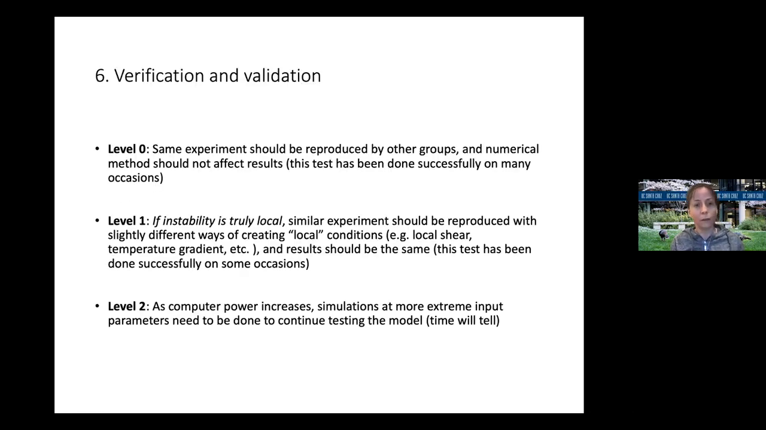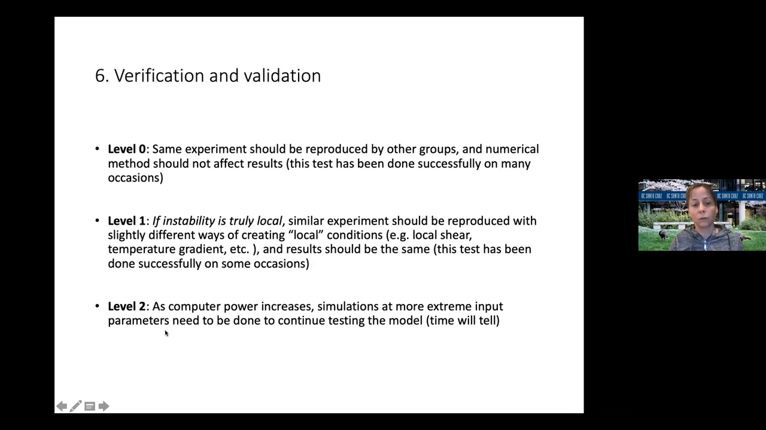So for the verification and validation, I classified into 3 levels. Level 0 is what I just said, right? The same experiments reproduced by other groups should give exactly the same result. If the instability is truly local, a level 1 test is that if you do a similar experiment with a different forcing that is large scale compared with your instability, then if you have the same local conditions, the result should be the same. So for example, if I force my shear using a shearing box or a body force, the result should be the same for the turbulence that ensues.